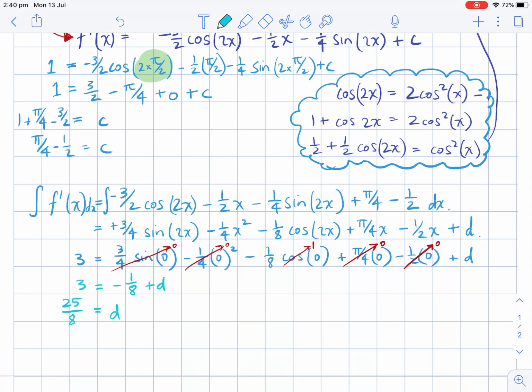All right, so now I've got my value for d. I can finally say that the function f of x is equal to 3 on 4 sine 2x minus a quarter x squared minus an eighth cos 2x plus pi on 4 x minus a half x, and then finally plus 25 on 8. And there's my final expression.